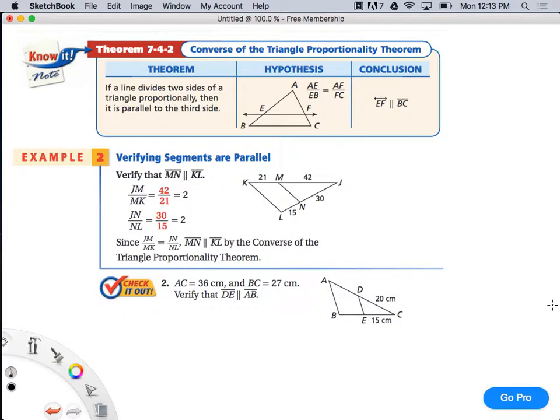So the question would be something like this. Verify that MN is parallel to KL. So I'm verifying that this line is parallel to KL. How am I going to do that? I have to check the ratios. 42 over 21 is 2. And 30 over 15 is 2. Are those ratios the same? Yes, they're the same, so therefore those lines are parallel. Does that make sense? All you have to do is check the ratios, and if they're the same, then the lines are parallel.